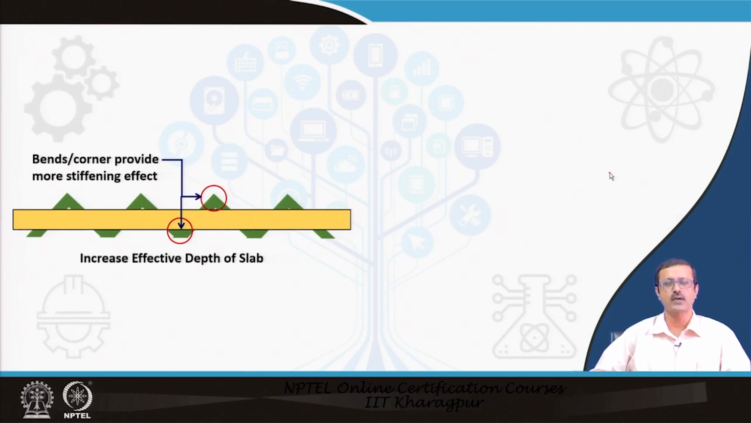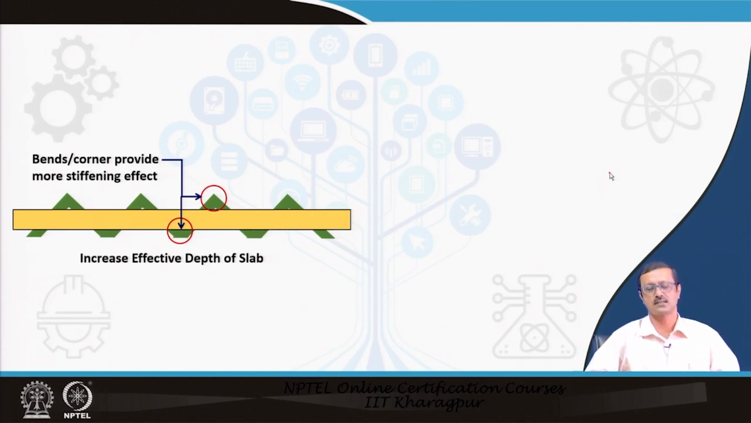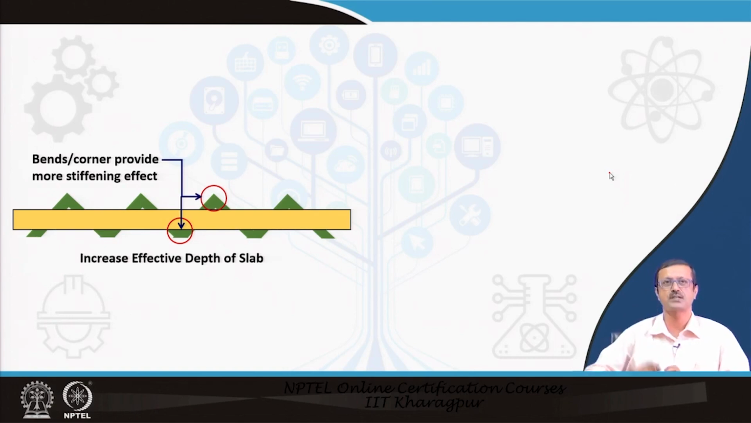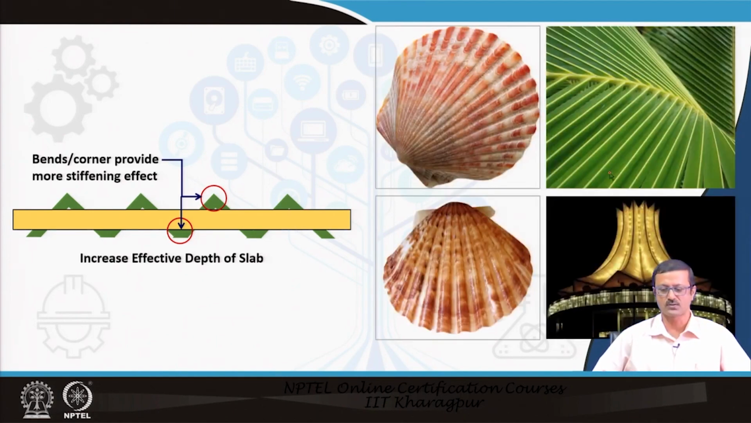Because it is going to act as a single slab, the effective depth of the slab virtually increases, even if you do not physically increase the slab depth, because there are folds, ups and downs, the crests and the valleys. Those are the fundamental structural concept from which the folded plate has been derived. It increases the virtual depth of the structure.